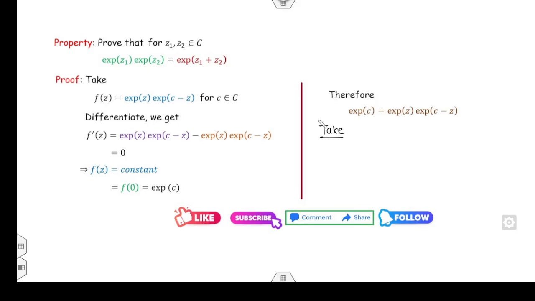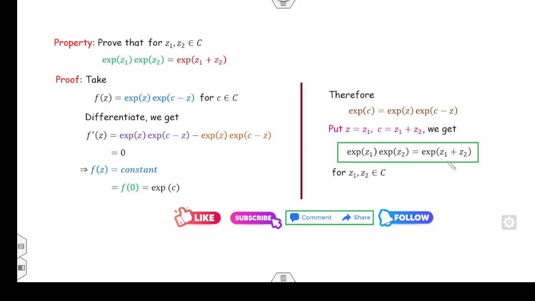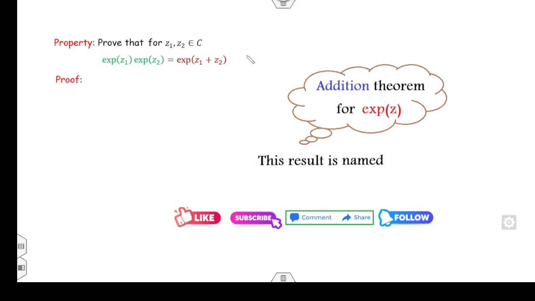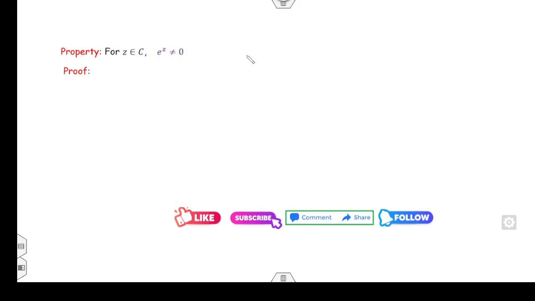Now, because c is any complex number, I can take c as z1 plus z2, and I can take z as z1. If I substitute into the given expression, it will be exponential of z1 plus z2, which is equal to exponential of z1 into exponential of z2. And this is the required proof of the first property. This property is known as the addition theorem of exponential.